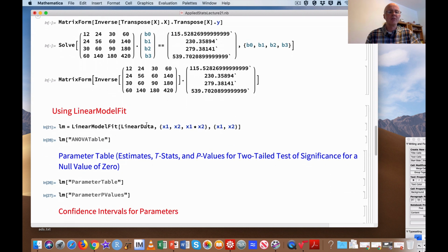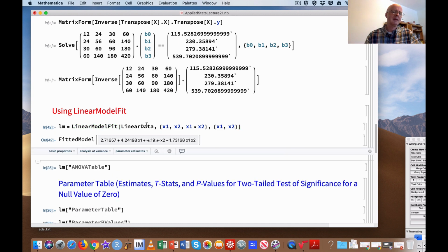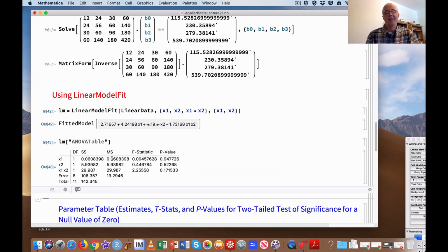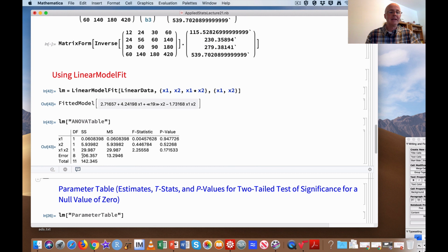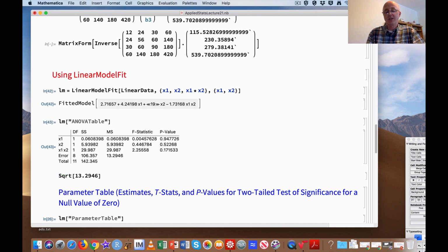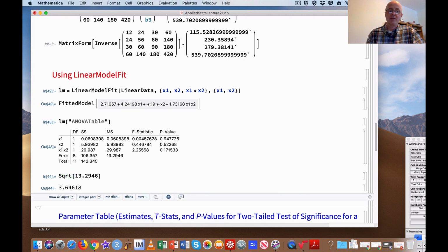But I want to go to linear model fit. And again, when you enter this, you don't really get any output besides this, but you can do other things. And in particular, we can do an ANOVA table. And the thing I want to highlight here is this number, 106.357, is SSE. I divide that by n minus 4, which is this 8 degrees of freedom, and I get a mean square number. MS stands for mean square of 13.2946. The square root of that is the regression standard error. S is about 3.64618.